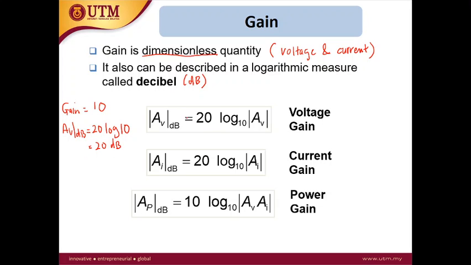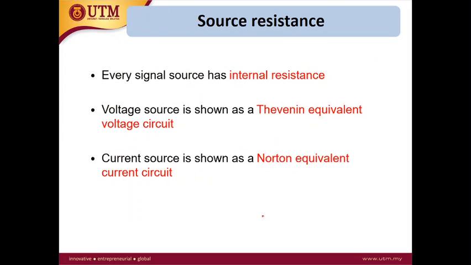Okay. So if the gain is 100, log 100 is equal to 2, so you'll get 40 dB. The current gain uses the same equation as the voltage gain, but for the power gain, the equation is 10 times log of the voltage gain times the current gain, because power is equal to P = IV. Okay, this is how you can change the gain to the decibel unit.